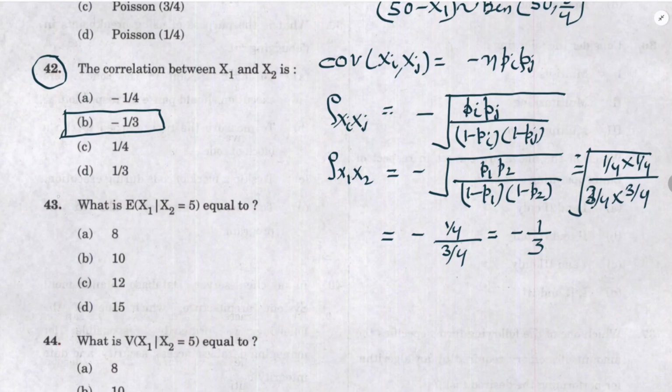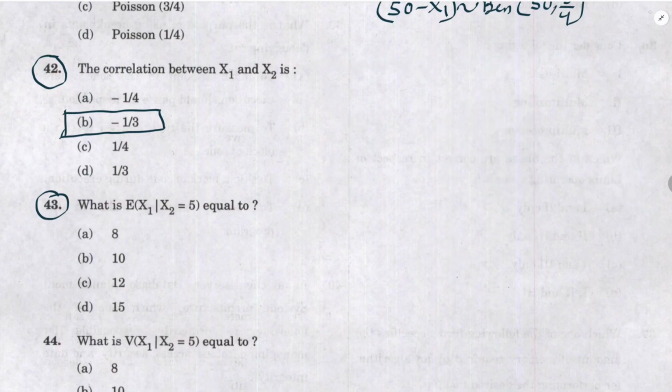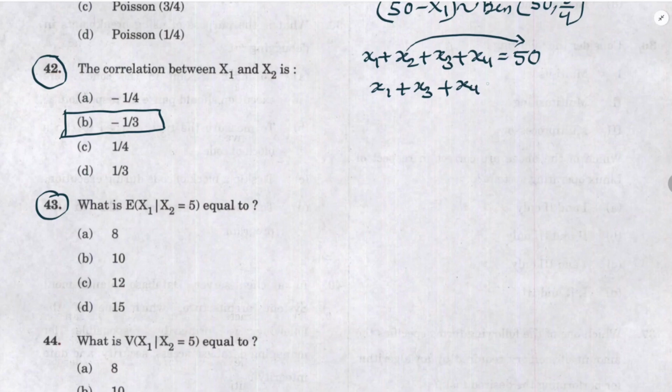Now let's talk about question number 43. What is the conditional expectation of x1 given x2 equals 5? So here we know that x1 plus x2 plus x3 plus x4 is equal to 50. The value of n is 50. Now if x2 is given equal to 5, then if we subtract 5 from 50, we get x1 plus x3 plus x4 equals 45.